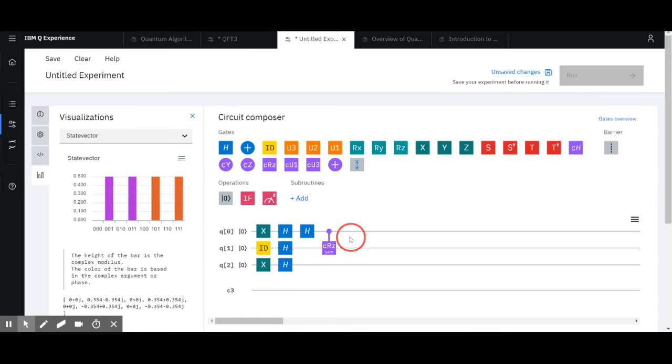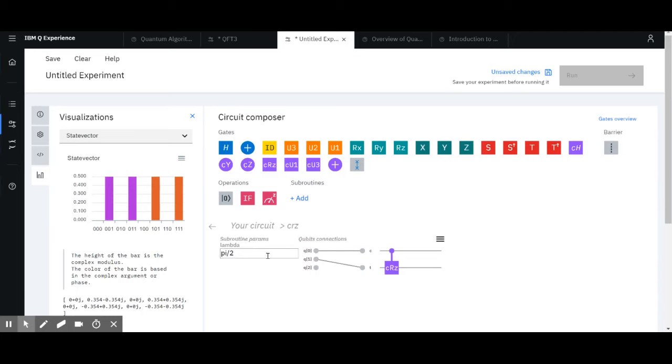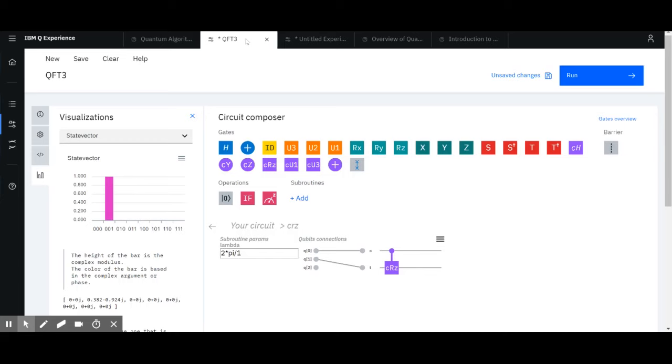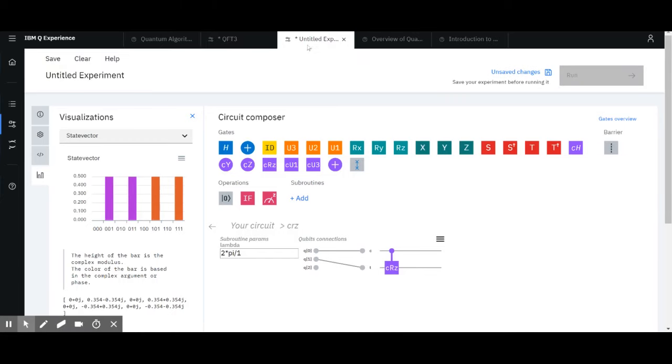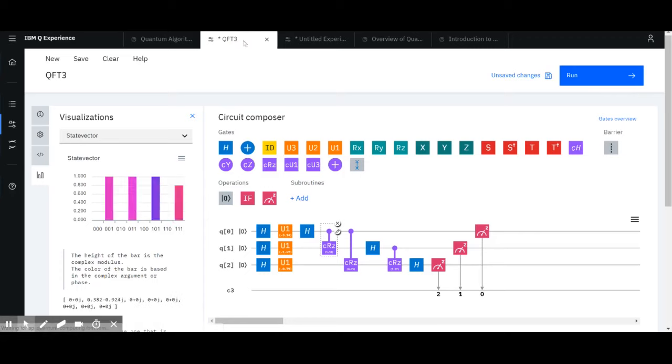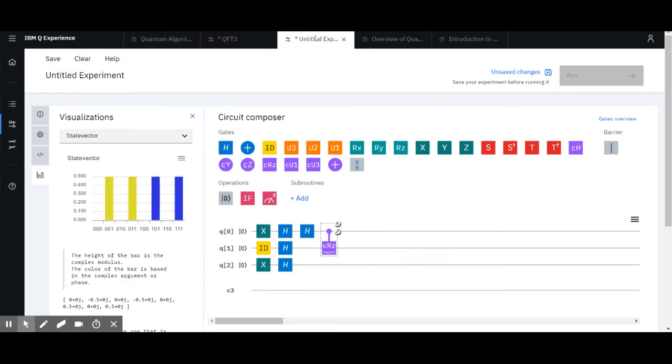And first my k is 0. Right, so this rotation is 2 times pi divided by basically 1, right, because it's 2 to the power of 0. Is it like that? Here we used a 1.57, which is actually half of pi. It's because k is 1, k probably starts with 1, sorry.